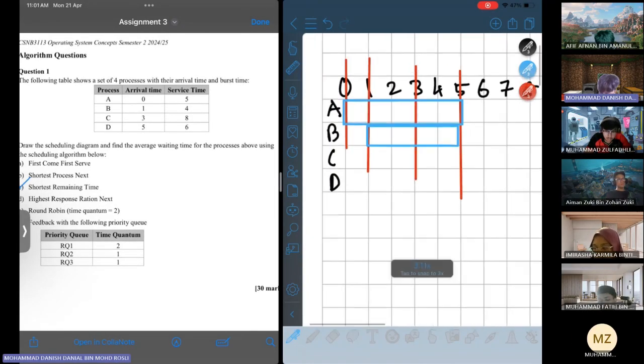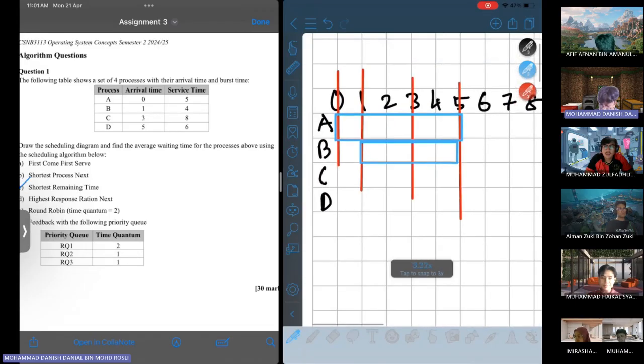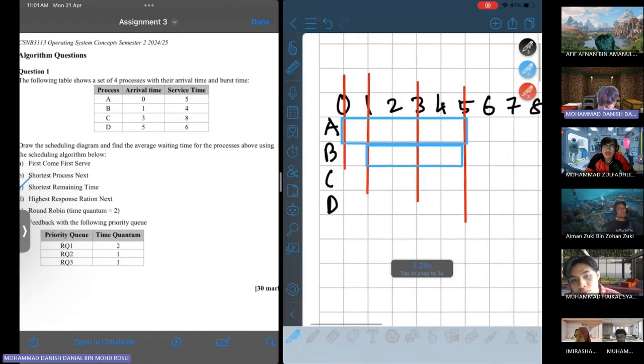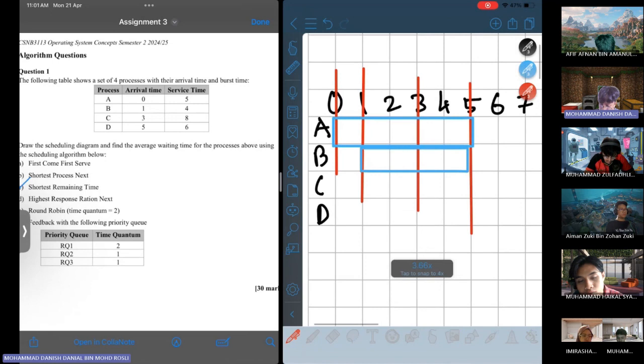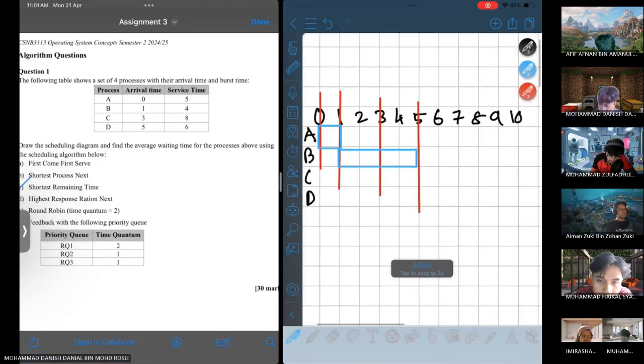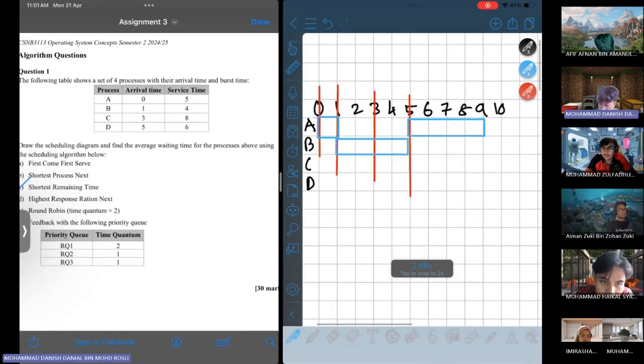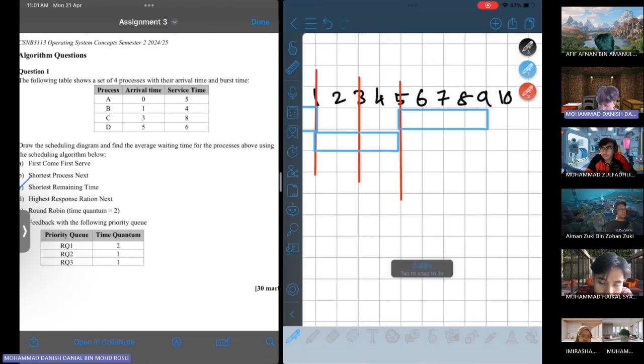We can see that the B process has a shorter process time compared to A. So what the system does is it interrupts the A process once the B arrival time is reached. Then B will be executed until the second microsecond, and then the system will run the previous process again. So the diagram will be like this for the first two processes.